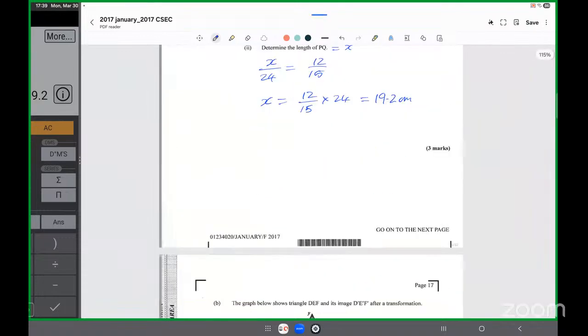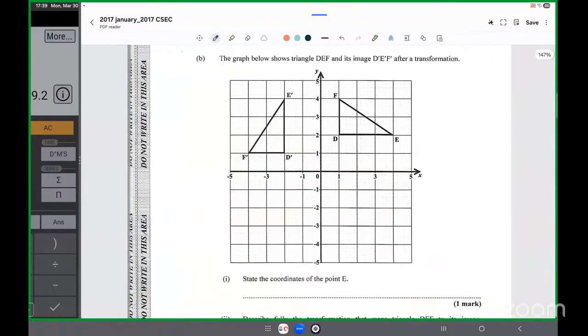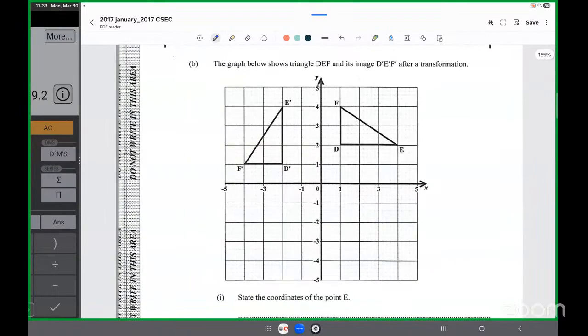Next question. It's a transformation question. It says, the graph below shows triangle DEF and its image D prime, E prime, F prime after a transformation. So the transformation is from this one to this one. Now they're going to ask you to describe the transformation for sure.